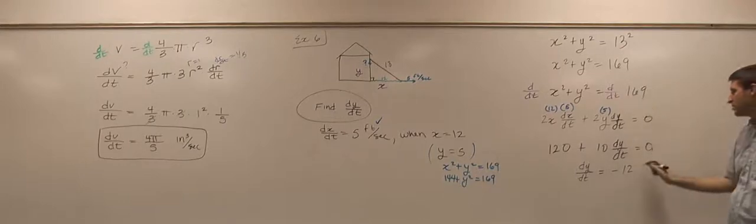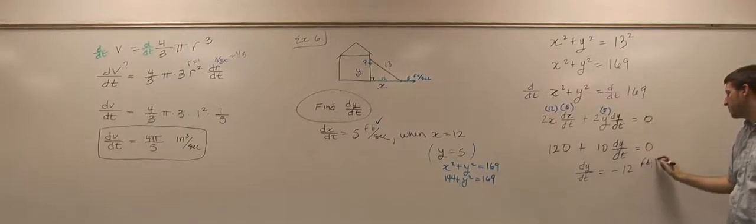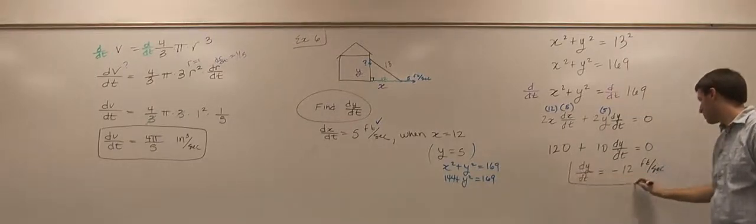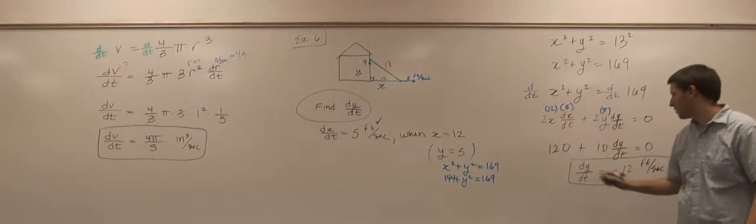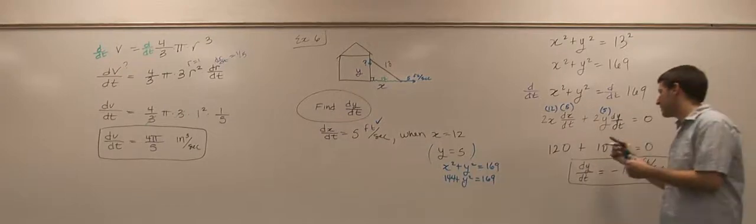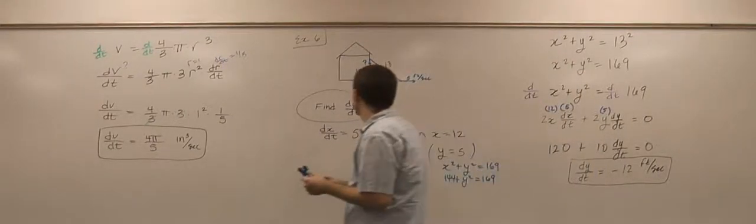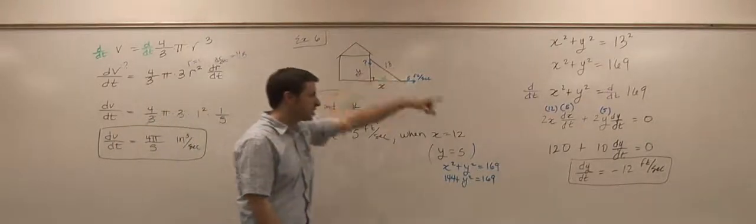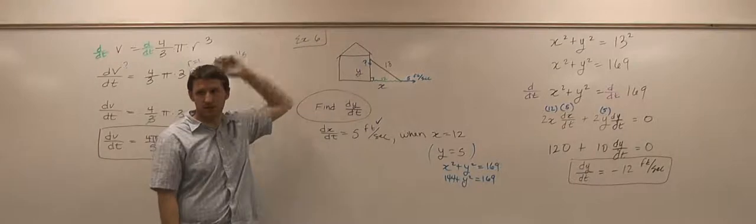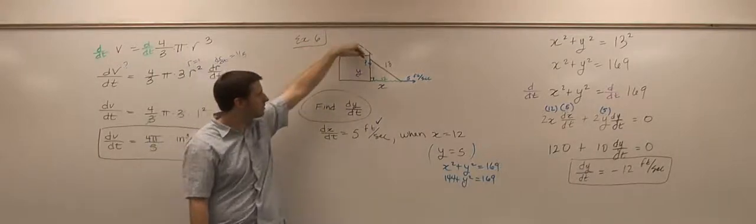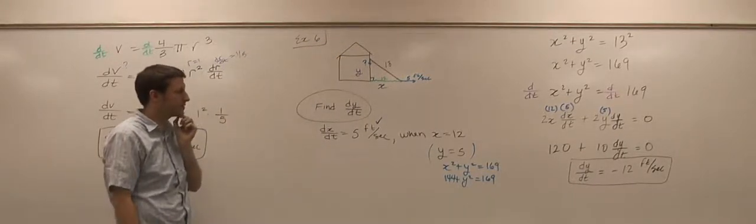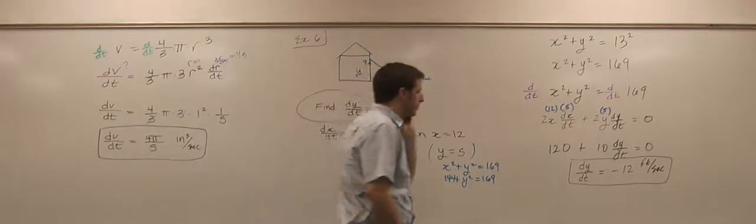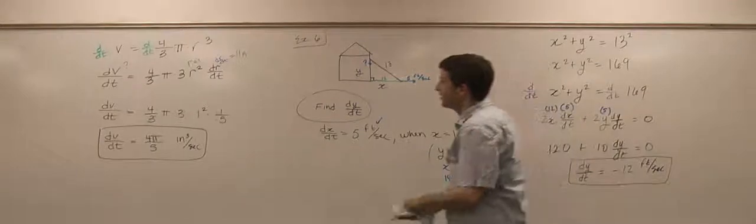Yeah, this is a change in distance. This is how fast a length is changing. It'll be feet per second. It's good that it's negative, right? Since y is going down. Negative is a good thing for us. Absolutely.